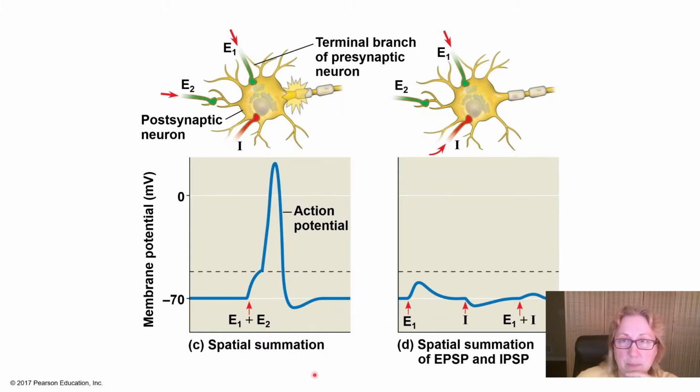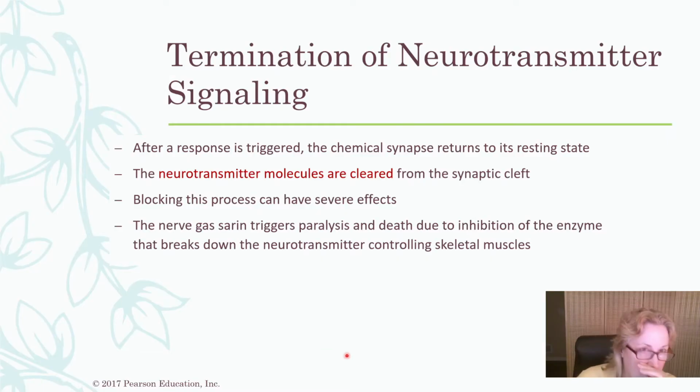And we have the same thing spatially. If we have two signals that are close together and occur at the same time, they're going to add up to an action potential. If they're far away from each other on different parts of the neuron, they're not going to add up to an action potential.